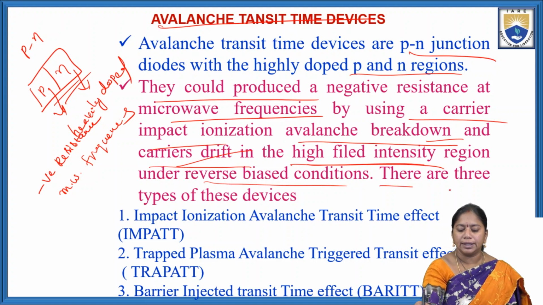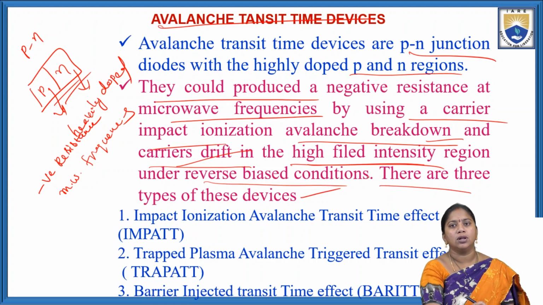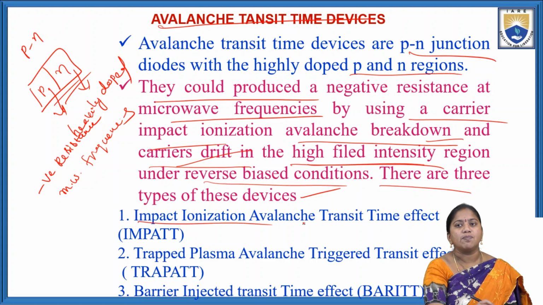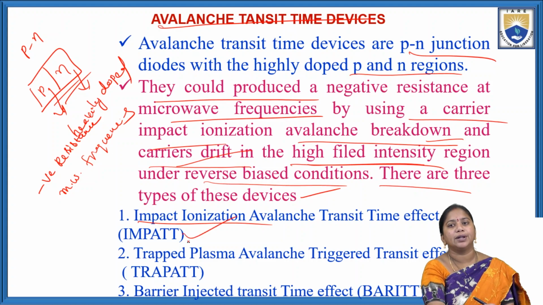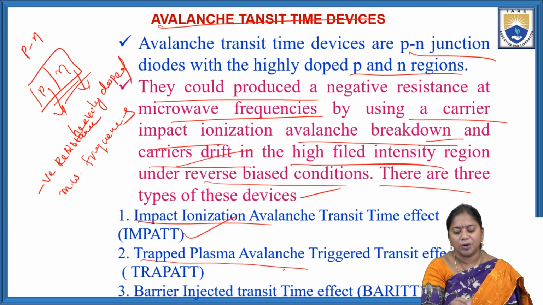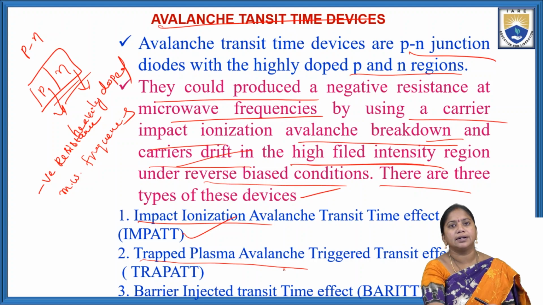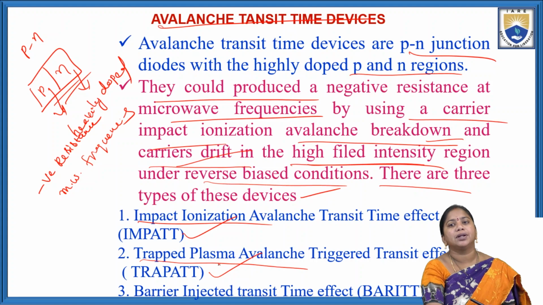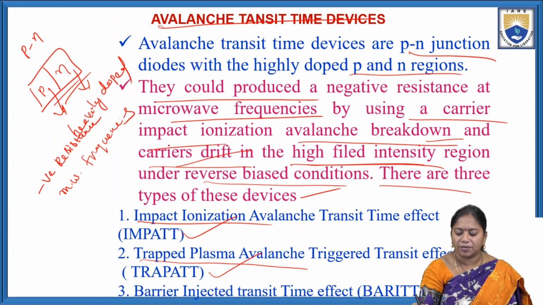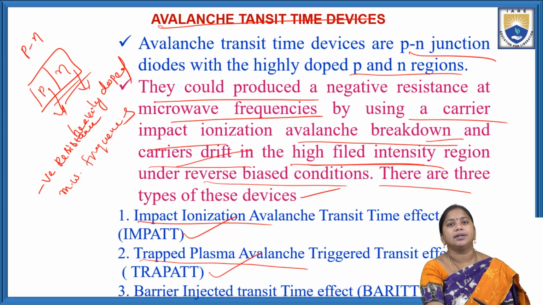There are three types of devices available. First one is the impact ionization avalanche transit time effect, which is simply called the impact diode. Second one is the trapped plasma avalanche triggered transit effect, simply called the trapped diode. Third one is the barrier injected transit time effect, known as the barrier diode.